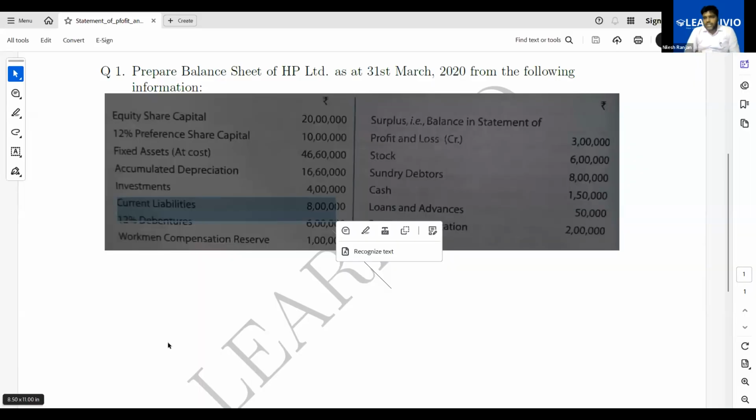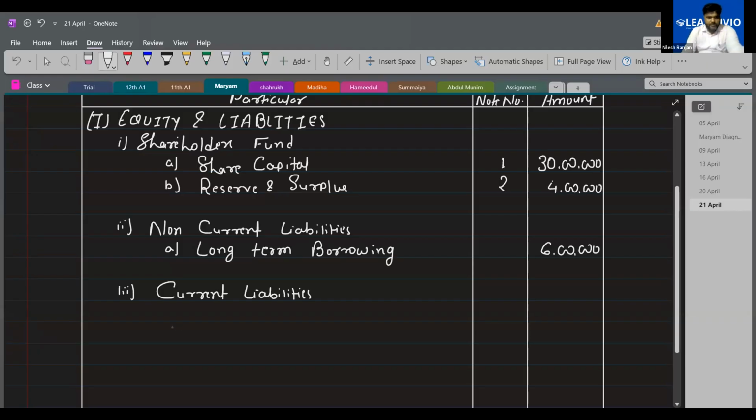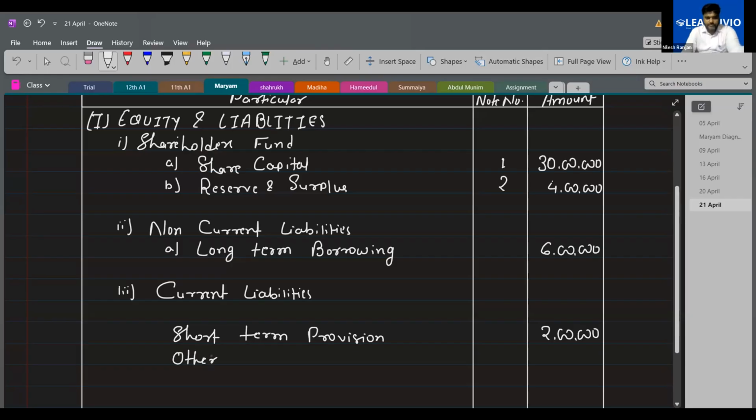Actually, the main subheading under current liabilities is trade payable, and the other is short-term provision. So there are 2 items. We will write short-term provision, it is 2 lakh. And this current liability, actually there is no classification given. So we can write it in trade payable or in other current liabilities. I'm writing it in other current liabilities, it is 8 lakh. Our liability side is complete.